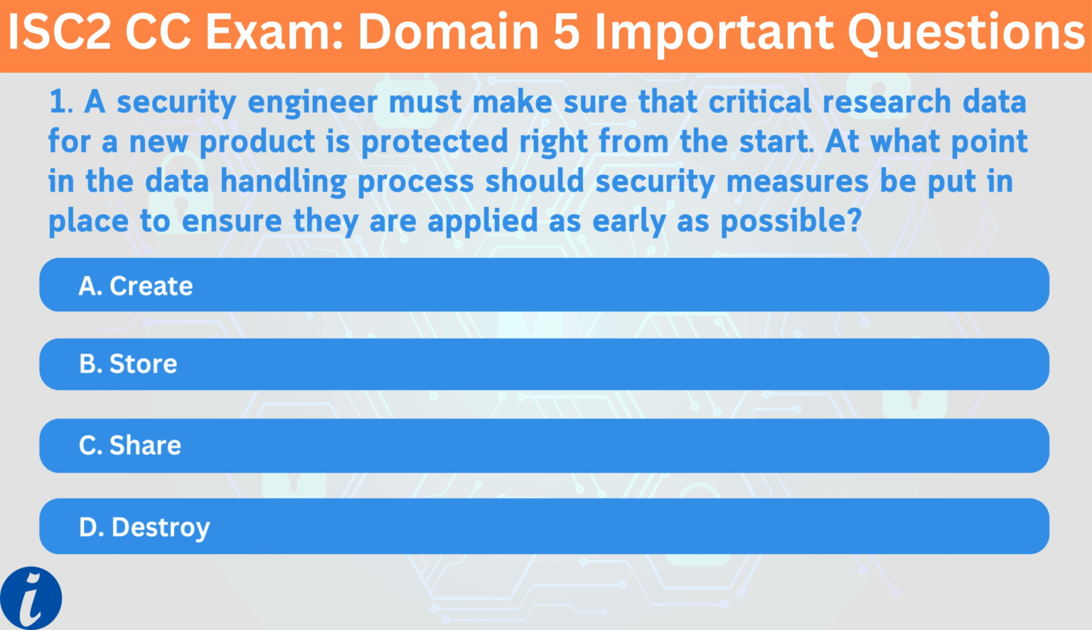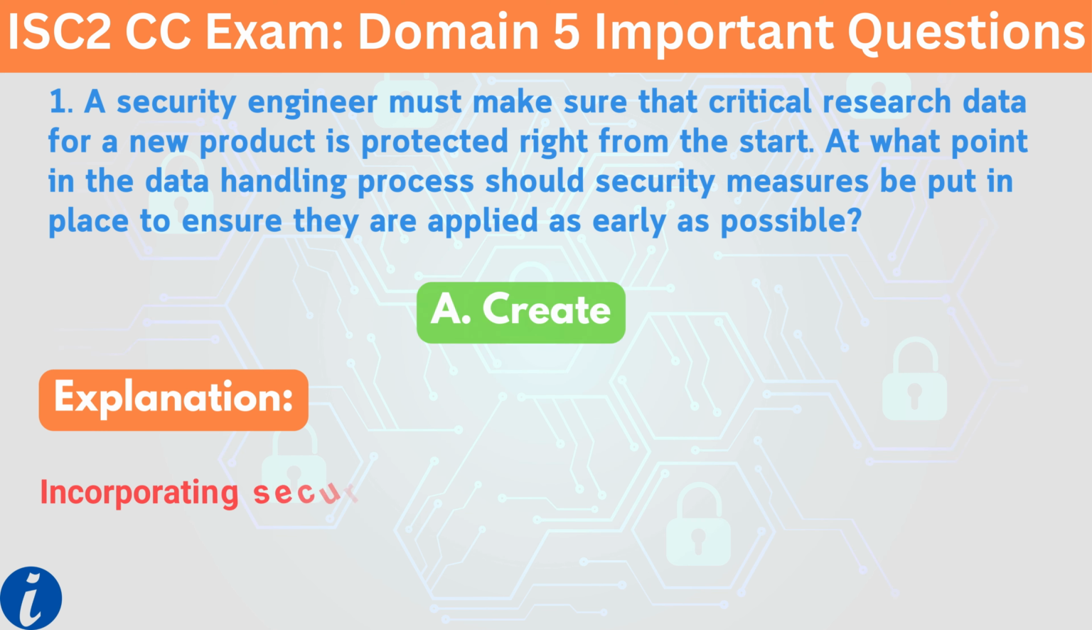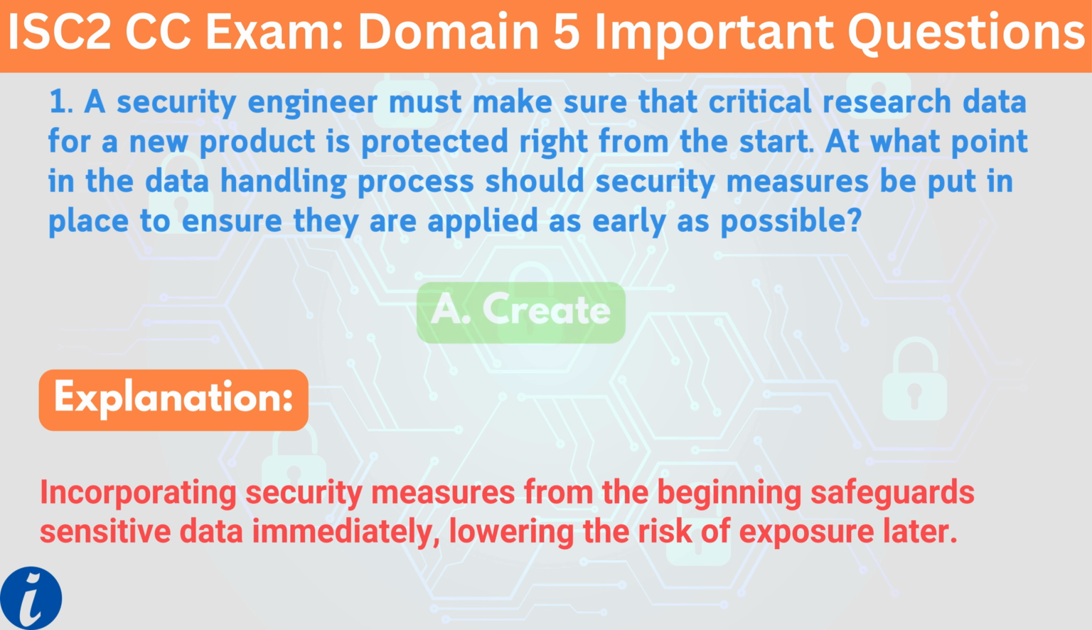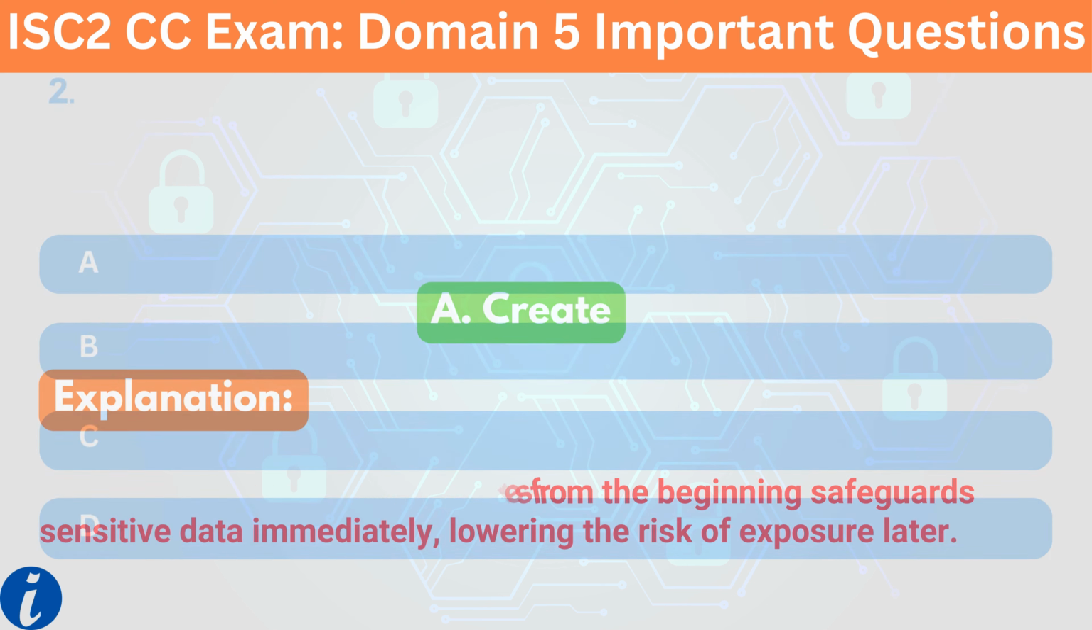right from the start. At what point in the data handling process should security measures be put in place to ensure they are applied as early as possible? A. Create. B. Store. C. Share. D. Destroy. The correct answer is A. Create. Explanation. Incorporating security measures from the beginning safeguards sensitive data immediately, lowering the risk of exposure later.